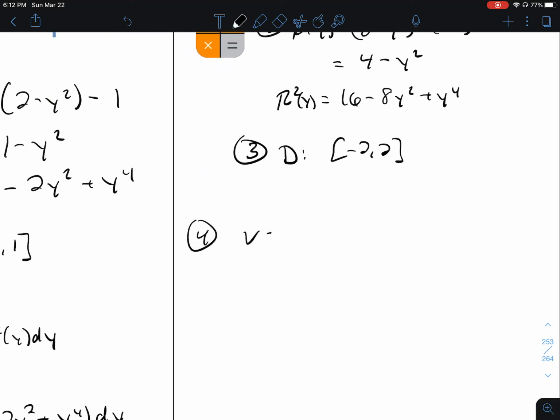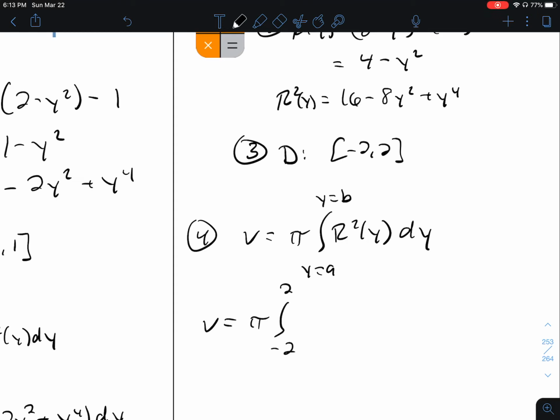So then we find the volume. Volume is pi integrating r squared of y with respect to y. So we're going from y equals the lower bound to y equals the upper bound. In this case, we've got pi integrating from -2 to 2. We said that r squared was 16 minus 8y squared plus y to the 4th.